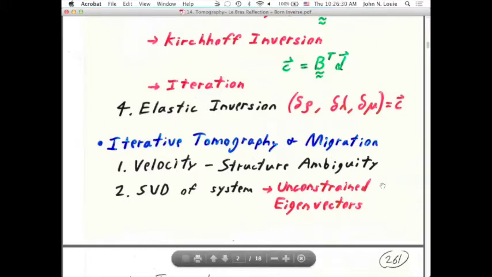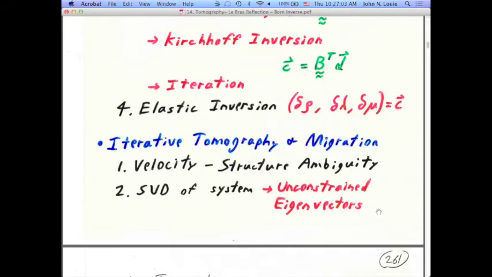Okay. Now, once we're through all that, I'm going to show you Christoph Storck's work on the SVD of a velocity inversion coupled with a velocity tomography coupled with a migration. In particular, we're going to examine the velocity structure ambiguity, and what solves it and what doesn't solve it. I'll show you some of those eigenvectors that are unconstrained.